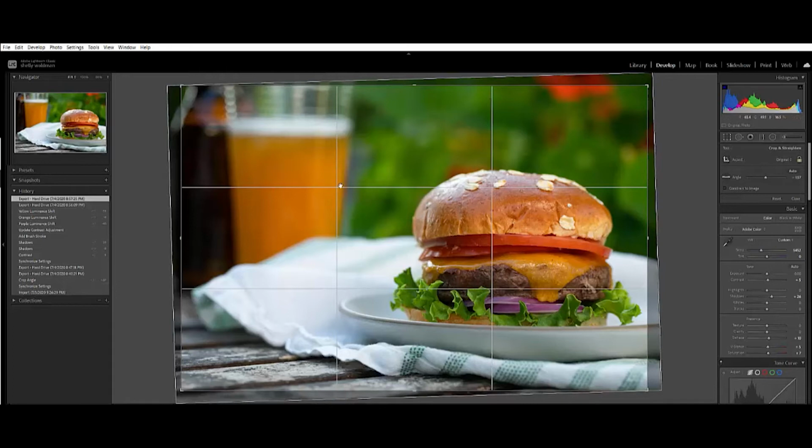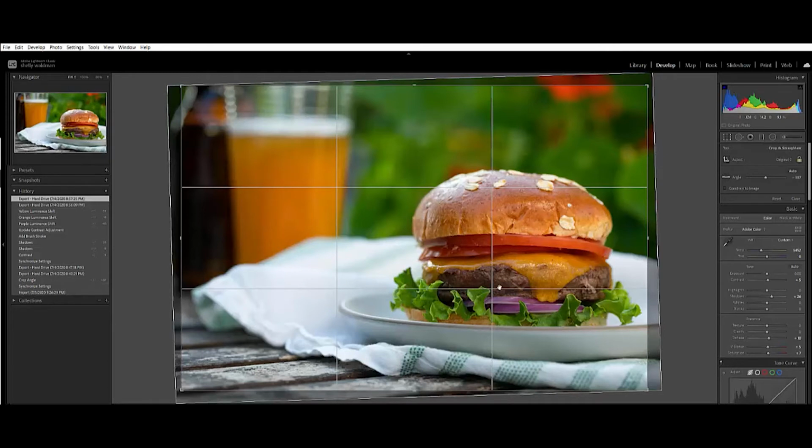So we can see that our beer and our beer glass fill up about a third of the frame, and our burger fills up just over a third of the frame. So visually it works pretty well, and we can see that our power point here hits our beer and our power point over here hits our burger. So I would say that's pretty much a success when it comes to the rule of thirds.